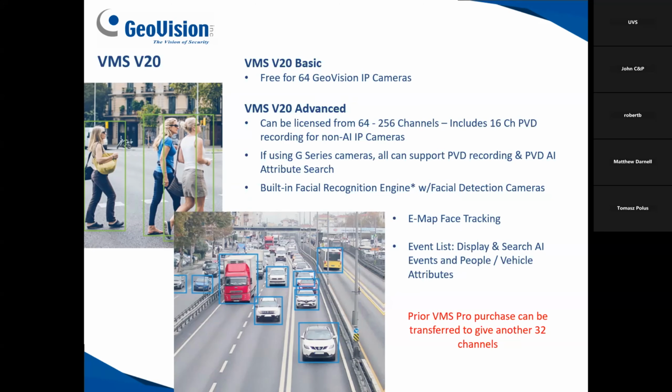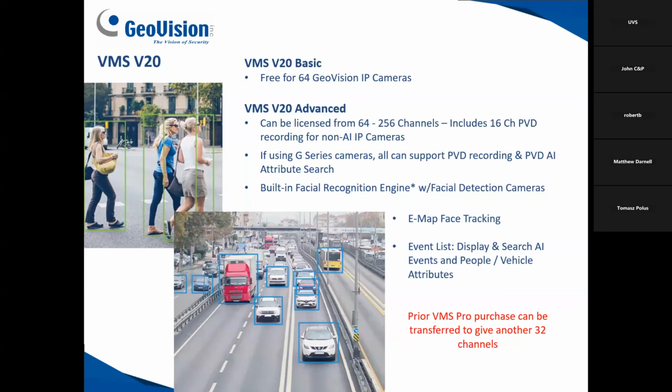So for years with the VMS V17, you have gotten 32 GeoVision camera connections free. We are actually going to be increasing that with the VMS V20 Basic, and you will now have 64 GeoVision camera connections included with this free software. In addition to that, the Edge Recording Manager software that allows a user to remotely view will now be free for 64 channels of remote viewing as well. So that will be the free option that we'll call VMS V20 Basic.